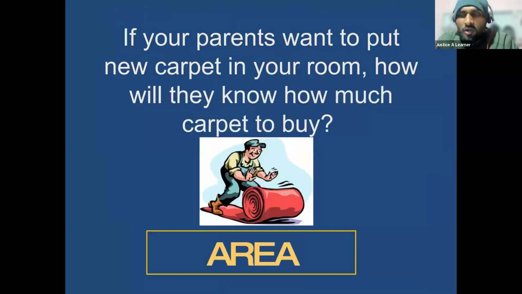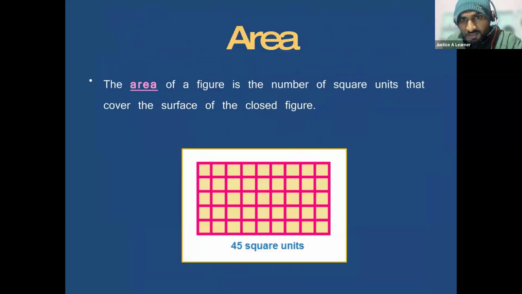Okay. Now comes area. Now you have to understand this. If your parents want to put new carpet in your room, how will they know how much carpet to buy? So there comes area into existence, right? This follows a simple structure that is called square unit, because whenever we find area, we write the unit in square. It is not centimeter, it is not meter, it is meter square or centimeter square.